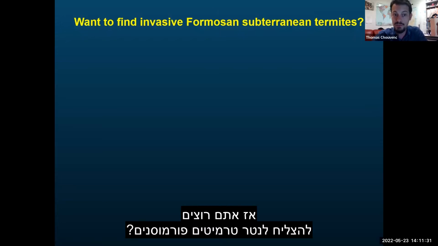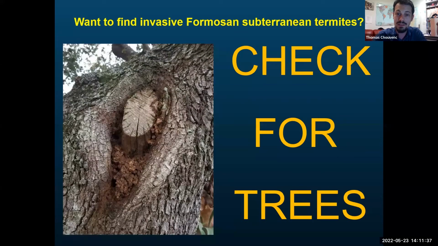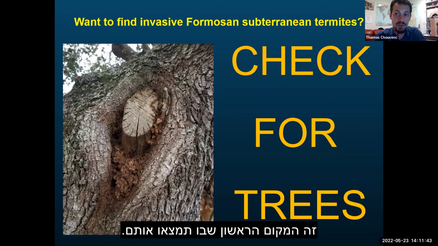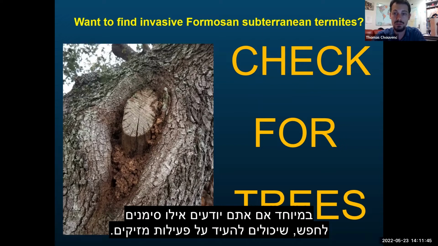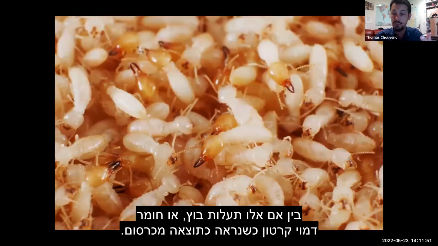So you want to find some invasive Formosan subterranean termites? I have a simple advice. Check for trees. Chances are, if you're in an area with known infestation, this is the first place where you're going to find them, especially if you know exactly what to look for in terms of signs of activity, with mud tubes or carton material coming out of pruning wounds.